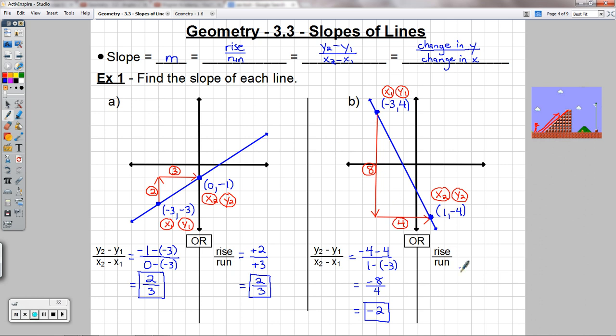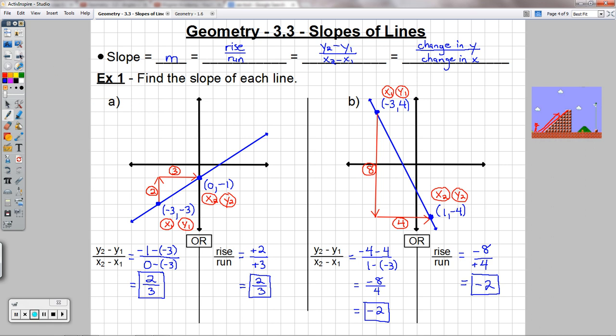So this looks like a negative 8. We're dropping 8. So that's a negative value over 4. We're moving to the right 4. That's a positive 4 then. So this would simplify to the same thing. We should expect to get the same thing. It's just a different way to calculate or do the same problem. All right. So hopefully that is clear.